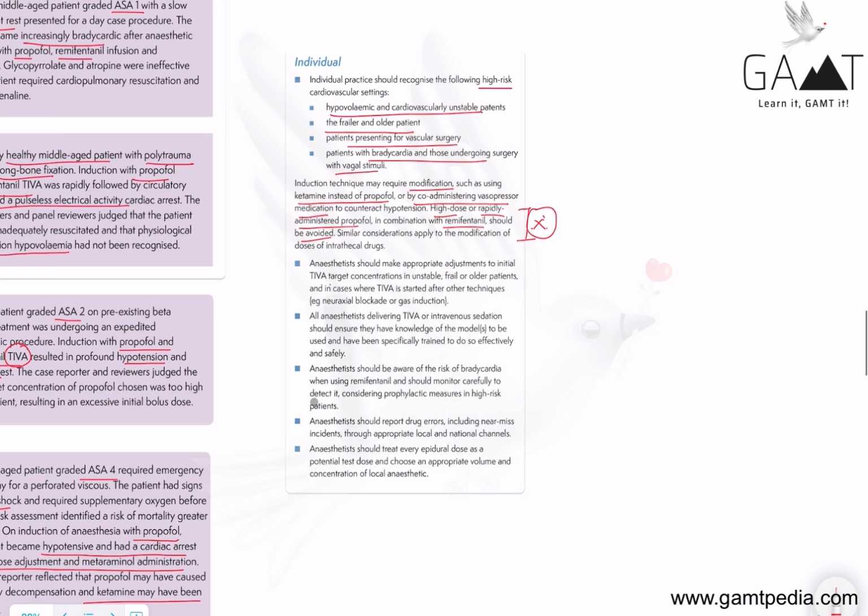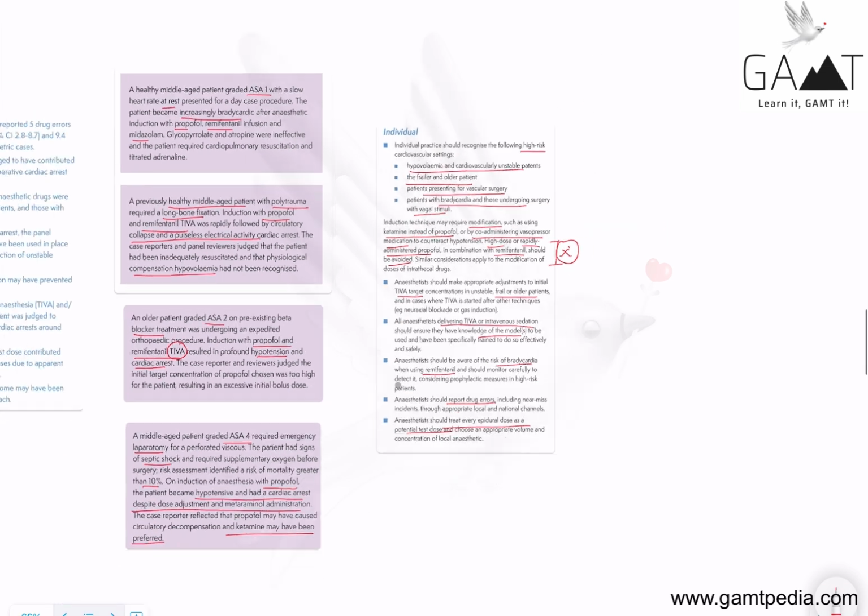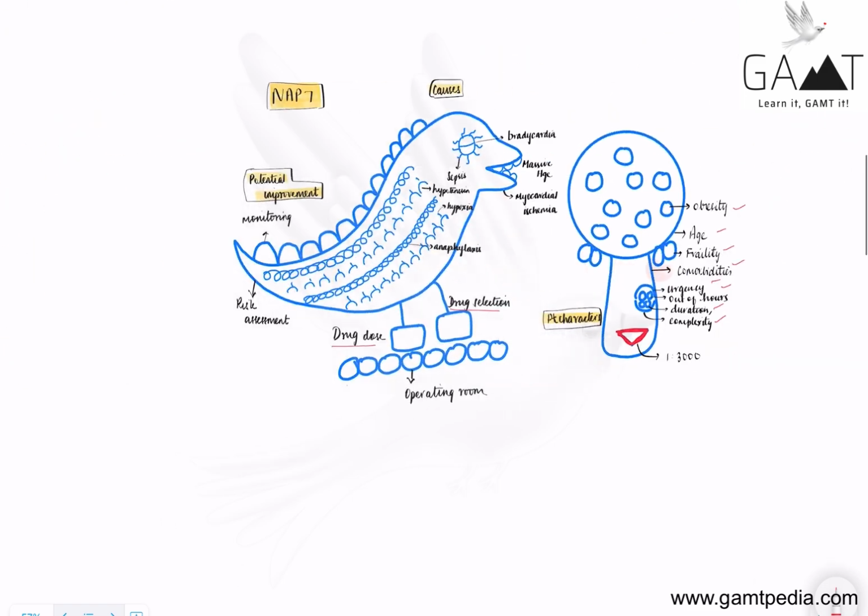Anesthetists make a proper judgment. Initial TIVA target concentration in frail old patients. TIVA requires knowledge of the models, and usually specific training to do so effectively. It is very important to have proper training for TIVA if you're using TIVA. The risk of bradycardia when using remifentanil means it should be used carefully. Report drug errors, of course, such as epidural test or severe dose of testosterone, and be careful. Okay, so these are the important take-home points with regards to drug dose and drug selection.